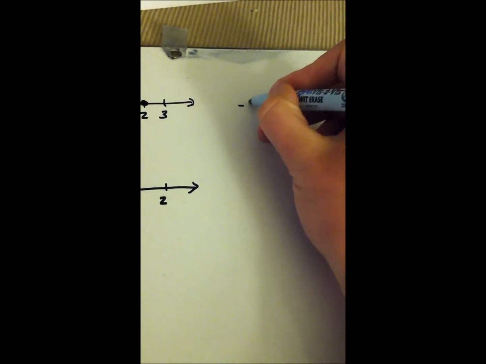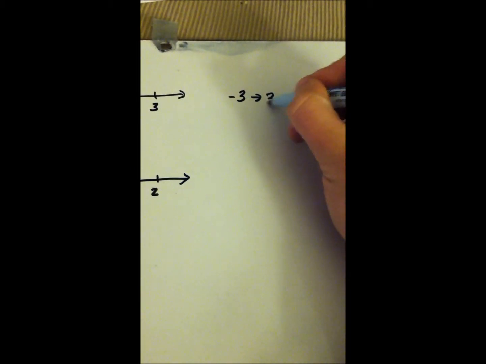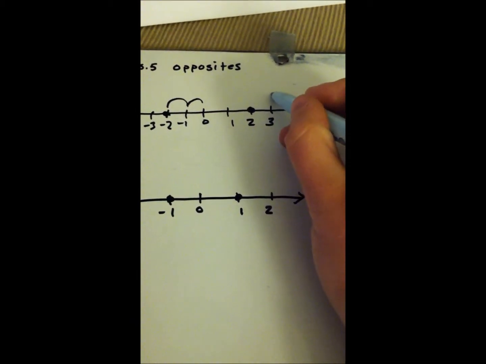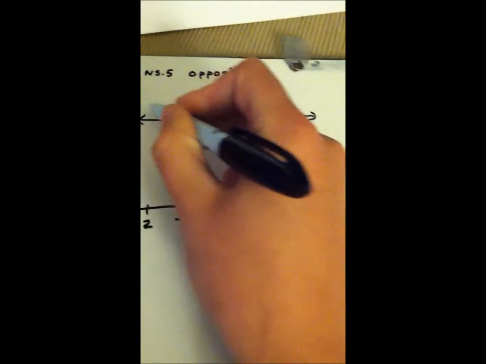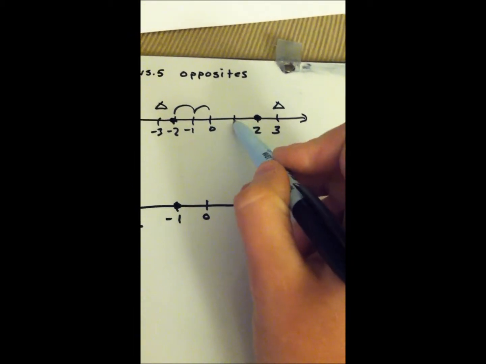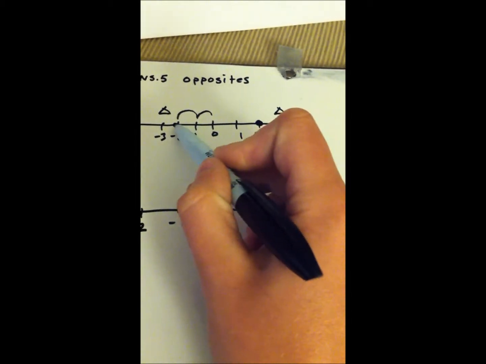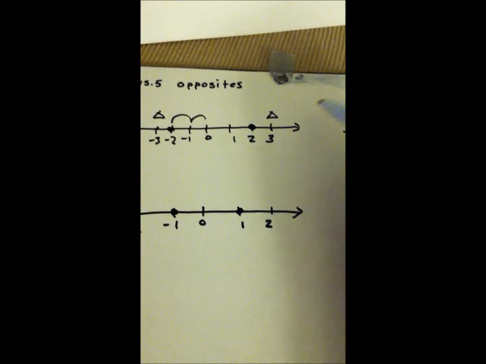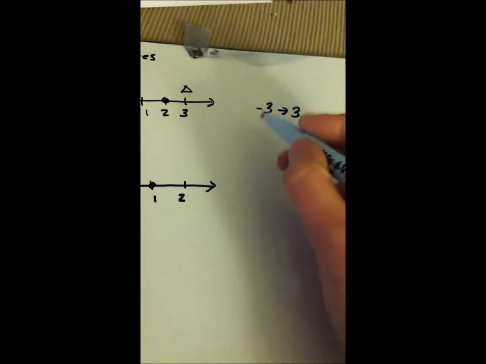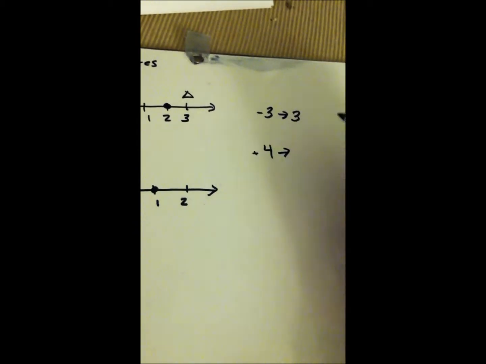So if I have a -3, my opposite, I get rid of the negative and it becomes a positive. If I plotted those points on this number line, I'll use triangles, 3 and -3, let's count and see. 1, 2, 3 spots to the right, 1, 2, 3 spots to the left. So they are opposites. If it's a positive number, this is a +4, I just switch it to a -4.